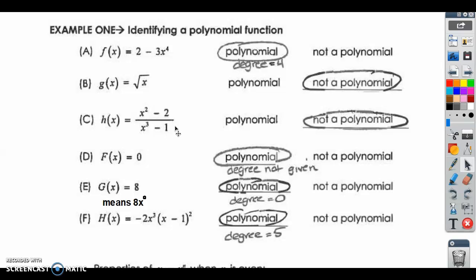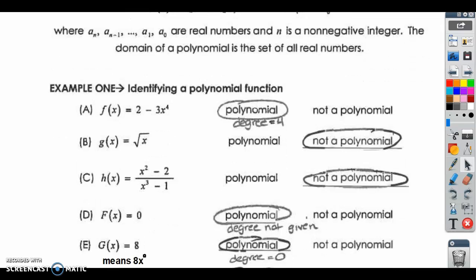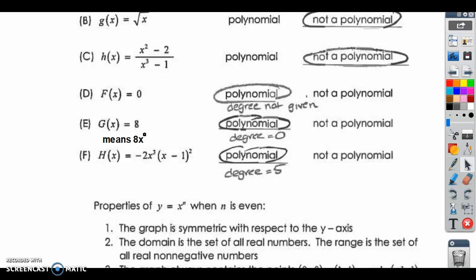C has a denominator of x cubed minus 1. It is not in this standard form of a polynomial, so that is not a polynomial. In D, we don't have a degree given at all. We can call it a polynomial. It follows this format.